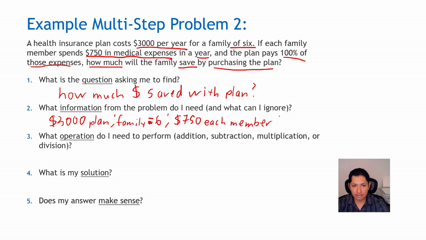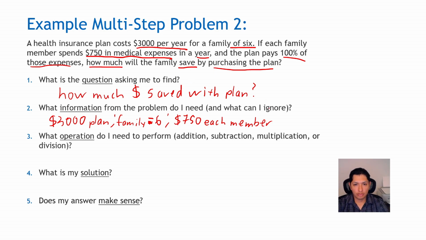So the plan saying that it pays 100% of those expenses is just saying that it's going to cover it. It's a match, right? So the information that I'm keeping is that the plan costs $3,000. There are 6 family members, and each family member spends $750. Okay? So what operations do I need to perform?